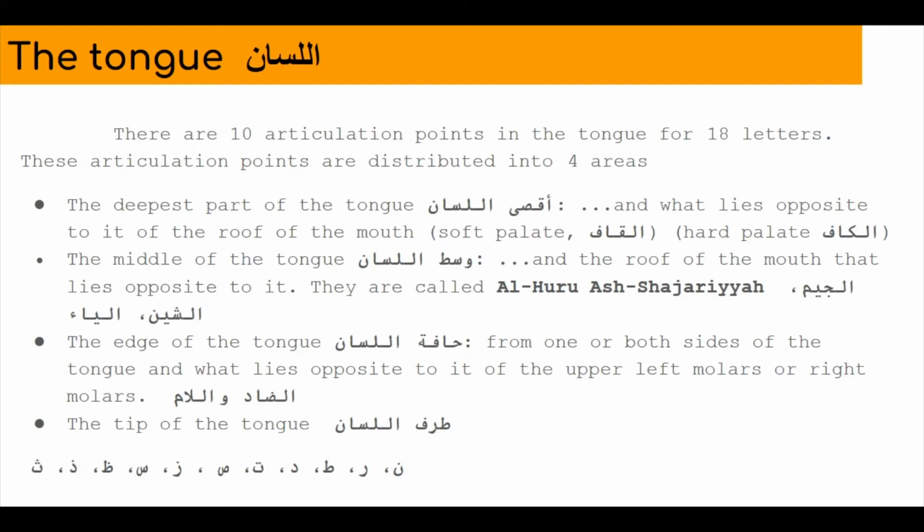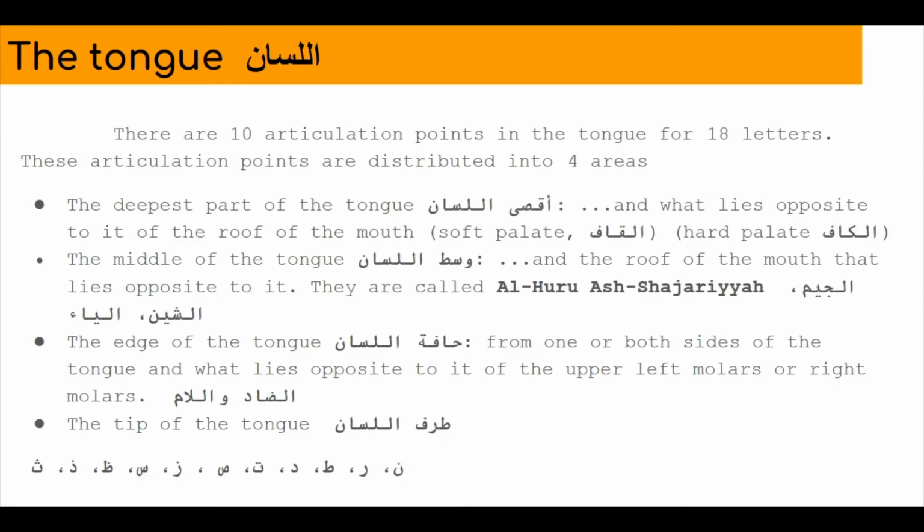Aqsal lisan, just as there are 10 articulation points in the tongue for 18 letters. For aqsal lisan, there are 2 letters coming from the deepest part of the tongue, and that is al-qaf wal-kaf.